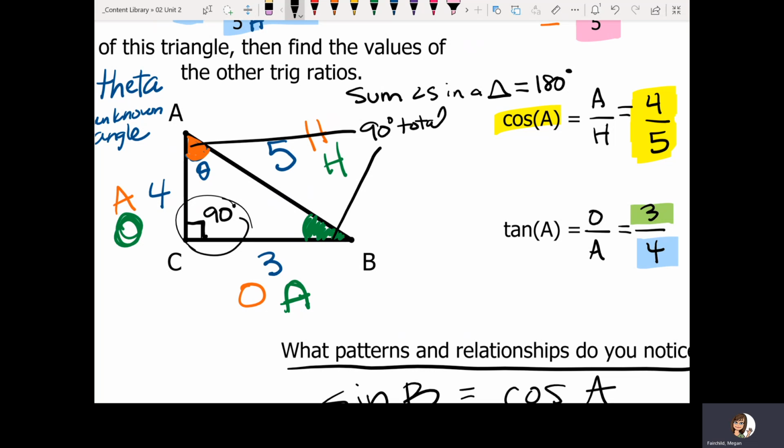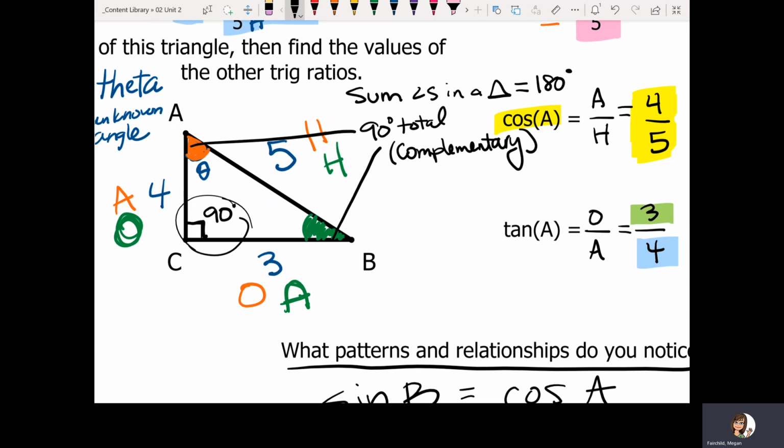That means they are complementary to each other. They're like, ooh, I like those pants. Oh, thank you. I like your hat. Right? Just kidding. They complement each other, meaning they add up to 90.